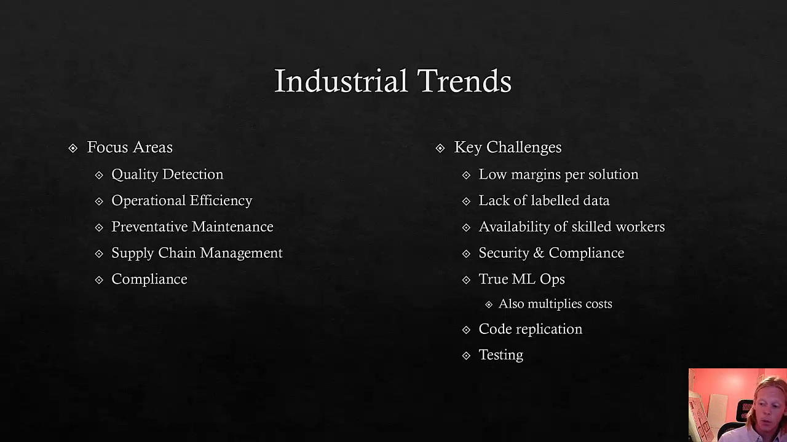Labeled data has been a big problem. We've got a whole section on that inside of this, so we'll talk more deeply about what that means, but essentially it's the inability to correlate source information with result, cause, and effect.